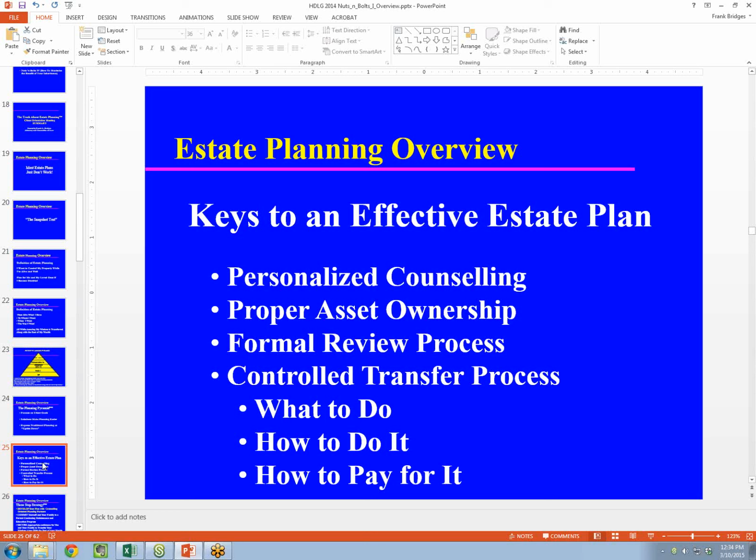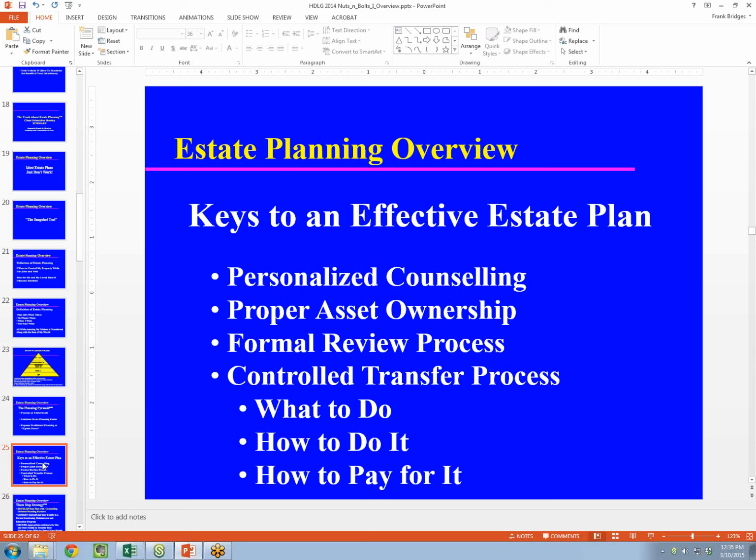And then finally, one of the effective keys is to control the transfer process. Now, obviously, the person who's doing the planning is not involved in the transfer process themselves. This is when their plan becomes implemented. So it's important for people to know what to do, how to do it, and how to pay for it. If people don't know those things, they're very, very vulnerable.